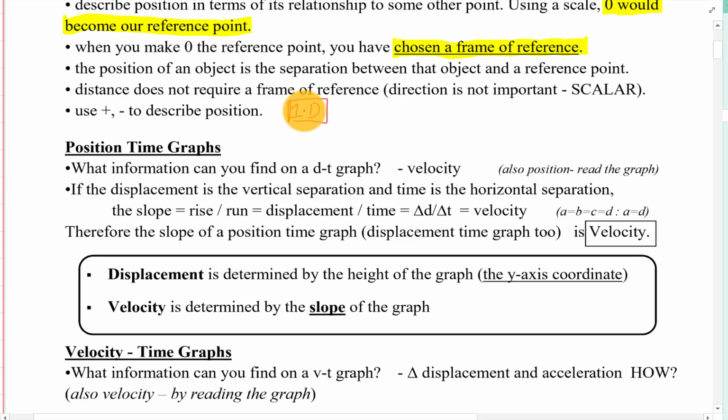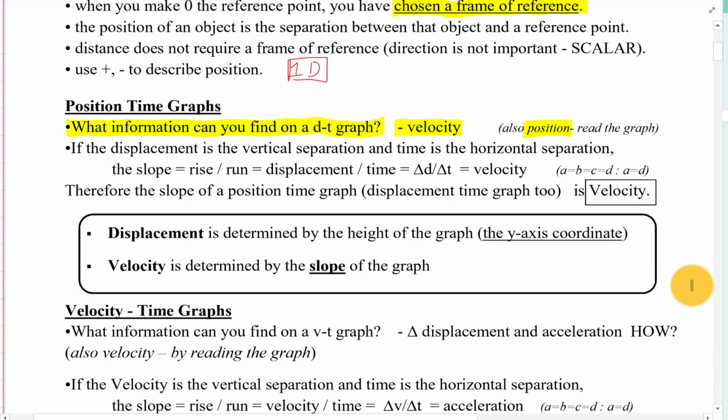So we start graphing this. What information can you find on a DT graph? We can find a lot of information. In fact, I ask this question every time we start a new type of graph. What can we find on a DT graph? We can find position. Read the graph. That's what it's graphing, position. So you can get the position all the time. Okay? We can also get the velocity. That's what we learned. Okay? The displacement is the vertical separation and the time is the horizontal separation.